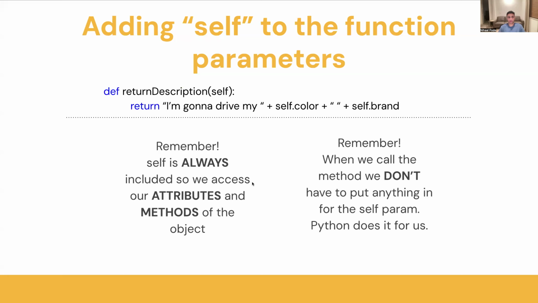Adding self to the function parameters. So, def return_description(self), and then we return, I'm going to drive my self.color plus self.brand. Remember that self is always included, so we can access the attributes and methods of the object. Remember, when we call the method, we don't have to put anything for the self parameter. Python does this for us.